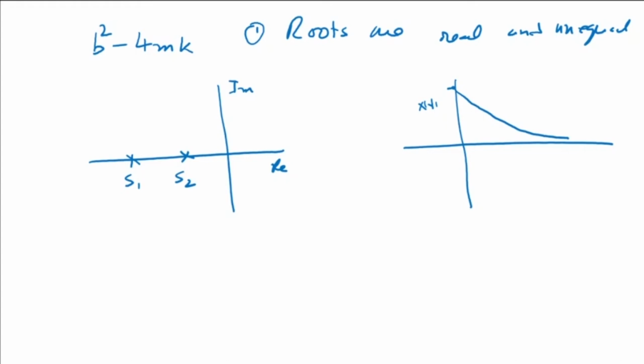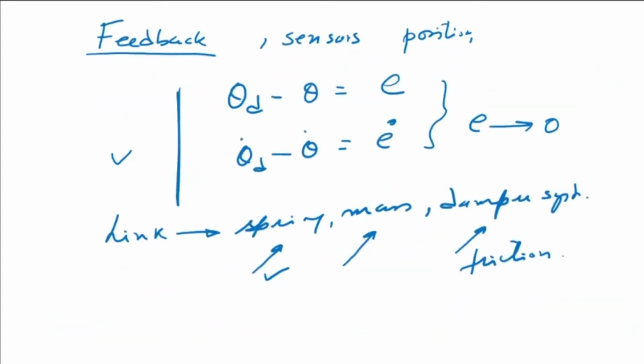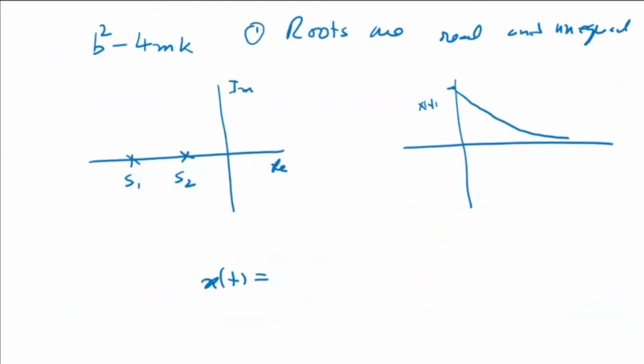Now, if I solve the equation in terms of x, what are we going to get? x(t) is equal to, so which equation are we solving? I'm solving this equation in terms of x(t) as a time function. Then what we get is x(t) is equal to c1 e raised to s1t plus c2 e raised to s2t, where s1 and s2 are the roots that we just found. Okay, and c1 and c2 are the constants, and this can be found from the initial conditions.